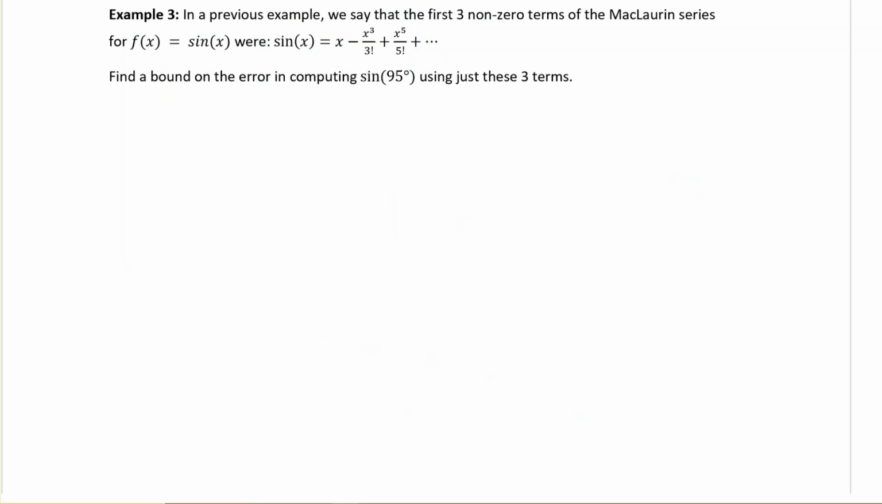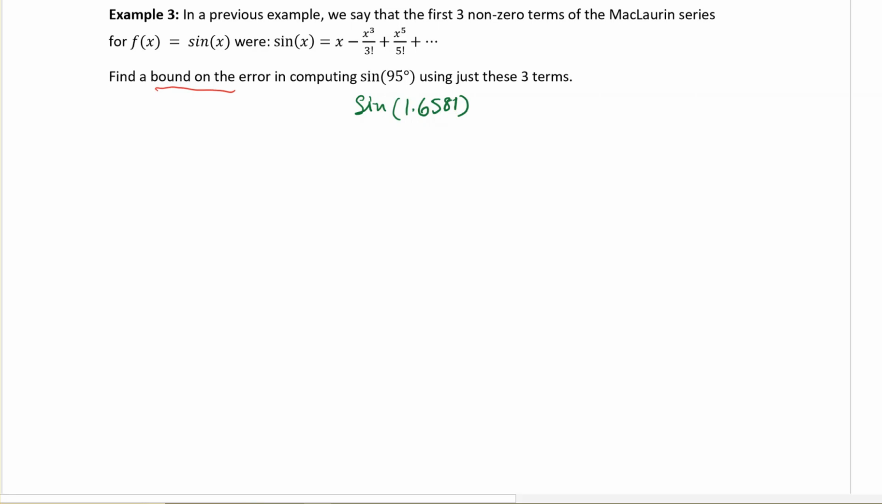So in one of the previous examples, like in the previous video, not this video, we found that the first 3 non-zero terms of the Maclaurin series for sin x were this. Find a bound of error in computing sine 95 degrees using just the first 3 terms. If you recall, we figured out in the previous video that 95 degrees is 1.6581 radians. So that's what we did in one of the previous examples.